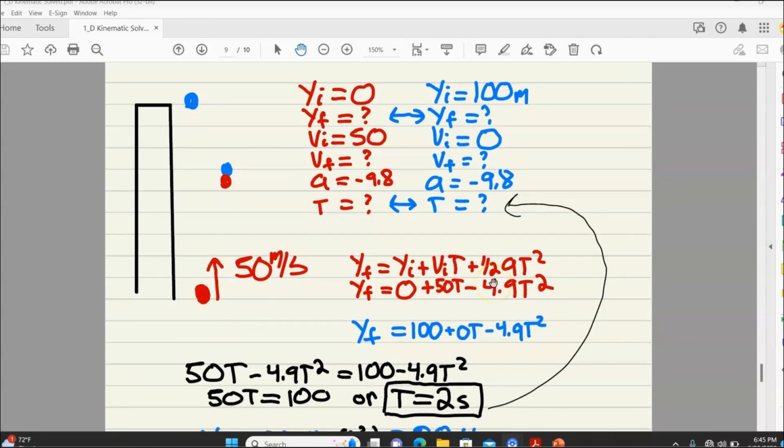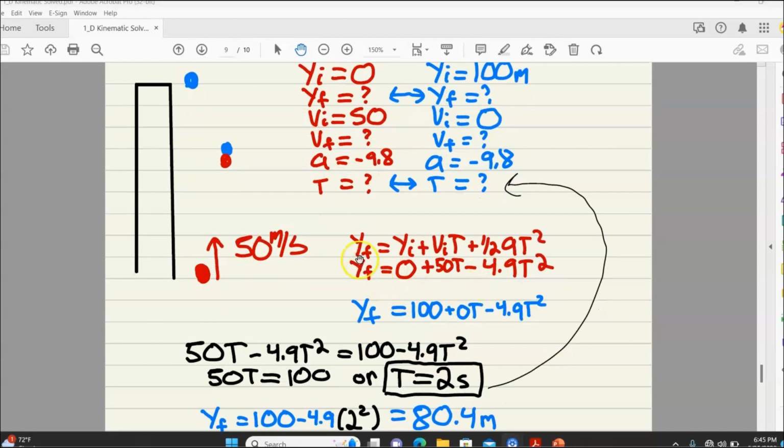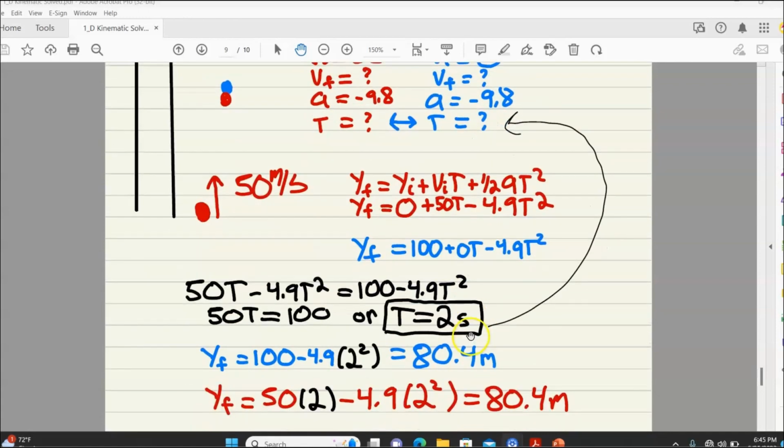Now we want to solve for time. So I'm going to use the first kinematic equation for the red ball and fill in all the information. So we have Y final equals 0 plus 50t minus 4.9t squared. Then I'll fill in all the information for the blue ball. Y final equals 100 plus 0t minus 4.9t squared. And I'm going to set these two equal to each other because the Y final, the location in space, is the same for the blue ball and the red ball. And that says that 50t minus 4.9t squared equals 100 minus 4.9t squared.